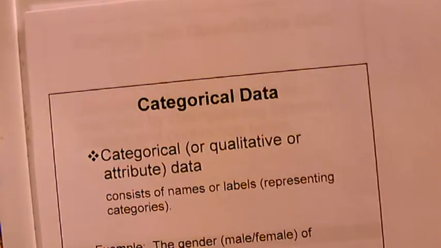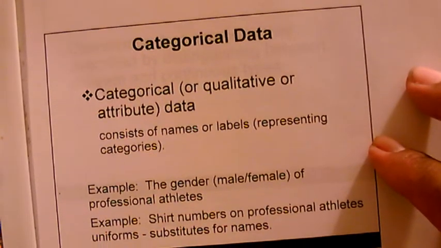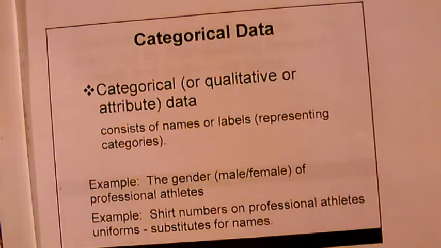And then the other type is qualitative data, or sometimes it's called categorical data. Those consist of names or labels that represent categories, like, for example, gender of professional athletes, male or female. That's considered to be categorical data. Another example, shirt numbers on professional athletes' uniforms. Those are substitutes for names, but that's categorical data, because those shirt numbers represent ID numbers of that particular professional athlete.